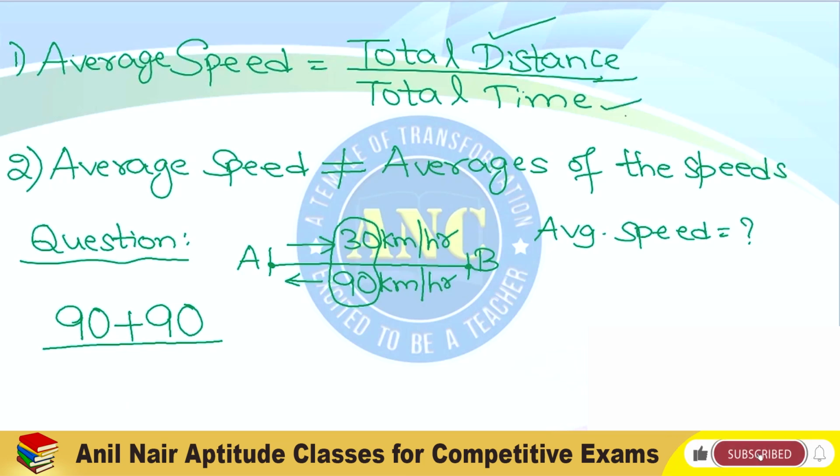Total time: when he is traveling from A to B, in 1 hour he will cover 30 kilometers. To cover 90 kilometers, he will take 3 hours.